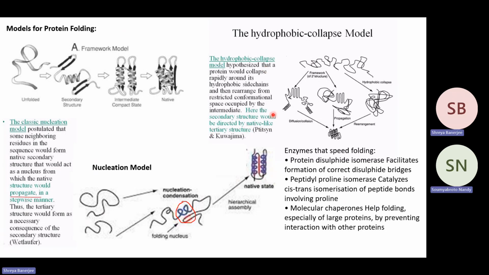The hydrophobic collapse model is saying that first all the hydrophobic side chains like the leucine side chain, the isoleucine side chain, valine side chains, they are all interacting with each other to form a globular complex held together by hydrophobic interactions. And then the different hydrophobic interactions will rearrange to form the native protein.